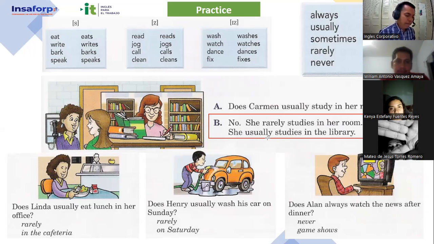Okay, vamos a ver, William. William, does Linda usually eat lunch in her office? No. She rarely eats lunch in her office. She usually eats in the cafeteria. Excellent. Eats lunch in the cafeteria. Nice, William. Congratulations. This is difficult, right? Good. Now let's go to number two.